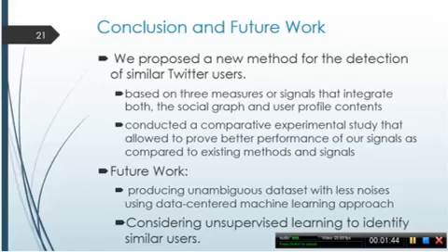Data labeling is one of the challenging steps in supervised learning. In fact, the quality of labeling absolutely affects the accuracy of any machine learning model. Hence, unsupervised learning may be considered to identify similar users, and then the labeling dilemma will be eliminated.